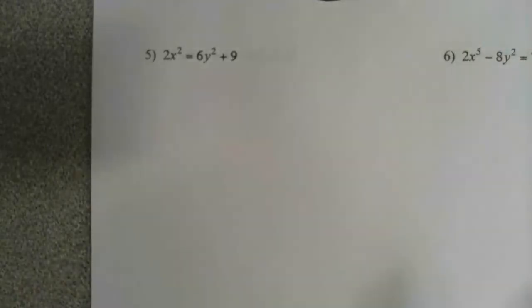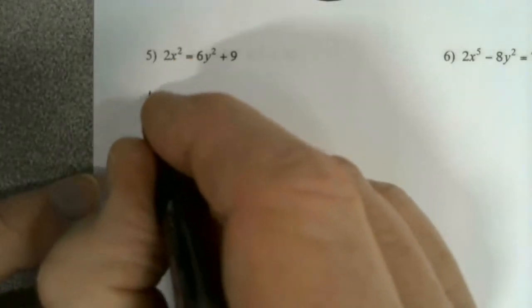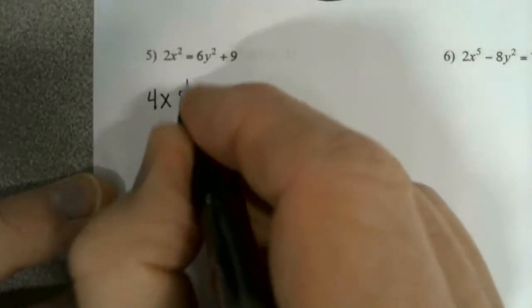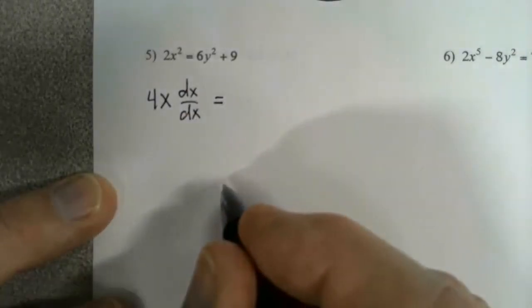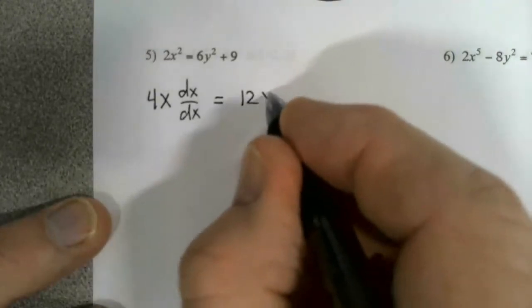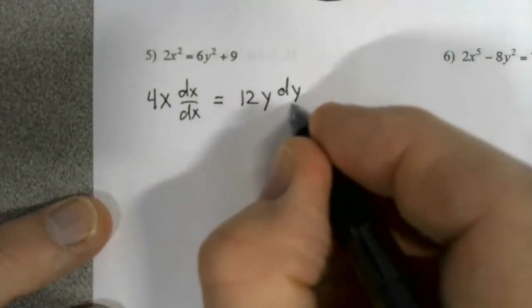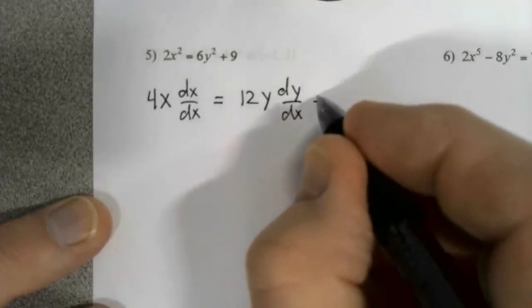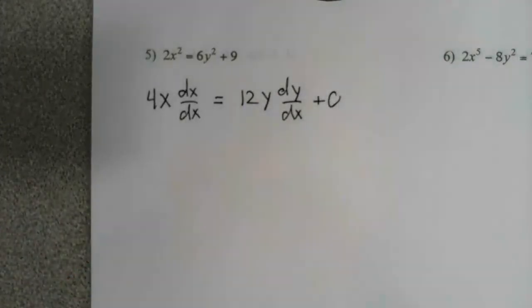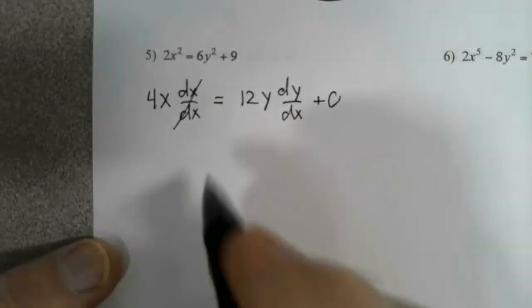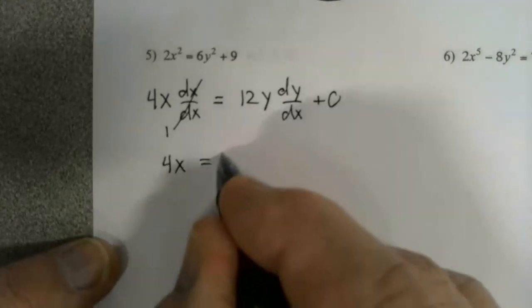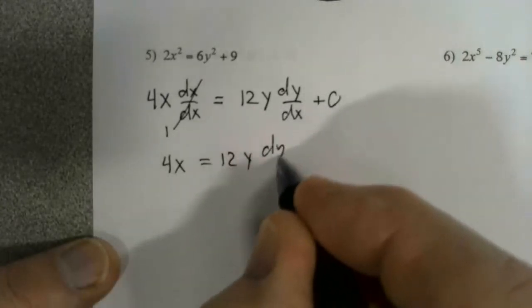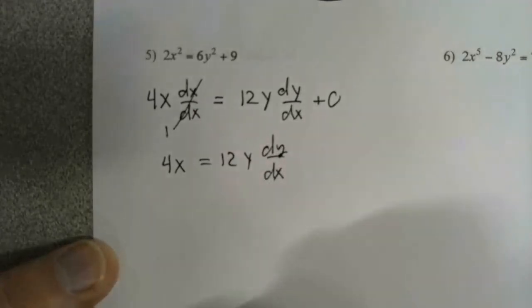Sometimes it might be easier to get everything to one side first, but we'll just take the derivative term by term as we start. So this is going to be 4x dx/dx on the left side equals, that's going to be 12y dy/dx on the right plus 0 for the 9. This term, that dx/dx, reduces to 1. So I'm left with just 4x on the left side and 12y dy/dx on the right.